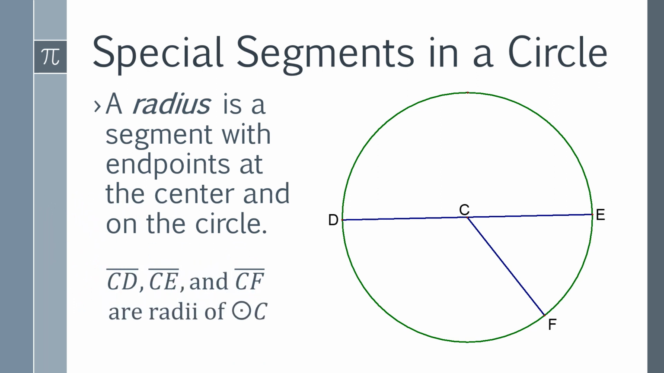Okay, a radius is a segment with endpoints at the center and on the circle. So segment CD, segment CE, and segment CF are all radii of circle C. You'll notice how we can write circle C here. This is the symbol for circle. It's a circle with a dot in the middle.